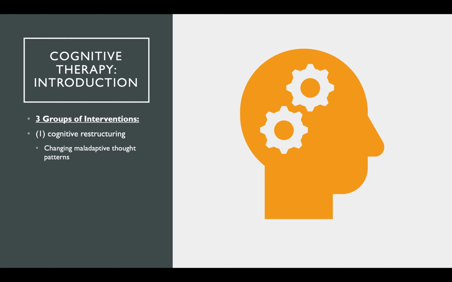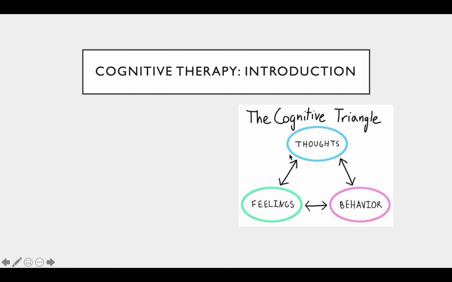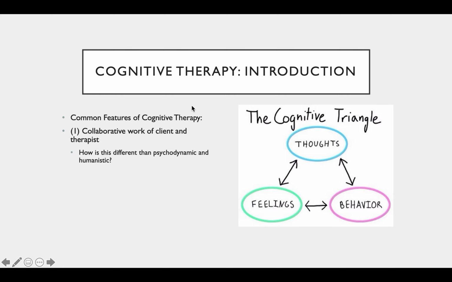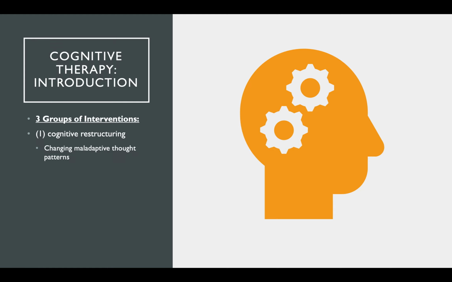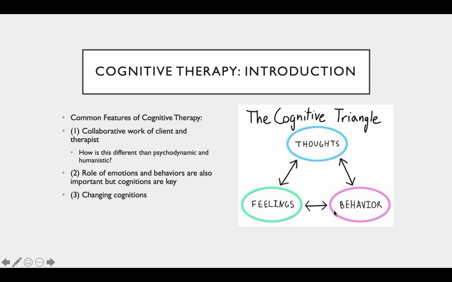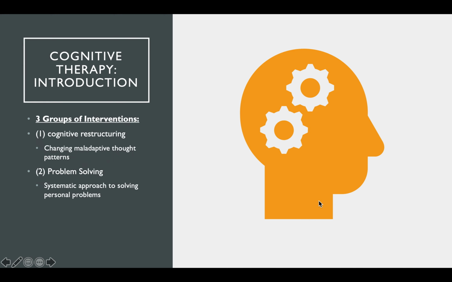You identify with the help of the client. Again, remember it's a collaborative process. And then you, again with the help of the client, try to come up with more realistic, more helpful thoughts, and you change them. Remember, the focus is on changing cognitions, and that's why it's called cognitive restructuring. It's not emotional restructuring, it's not behavioral restructuring. Again, the focus is on thoughts, but the idea is that once you change thoughts, feelings and behaviors will also be affected.